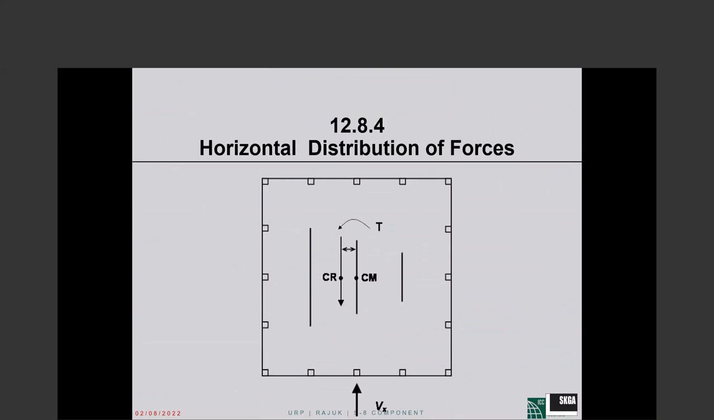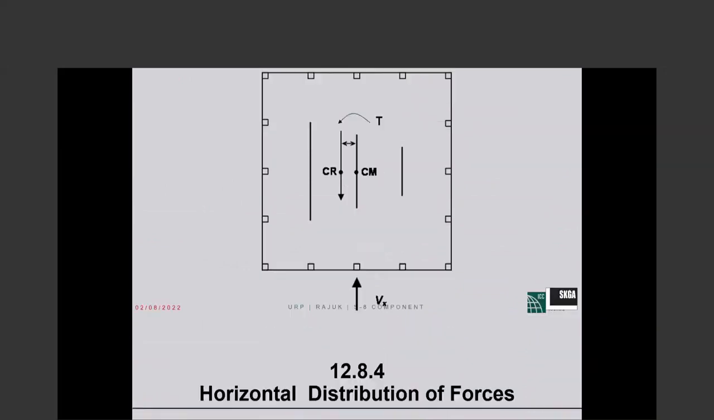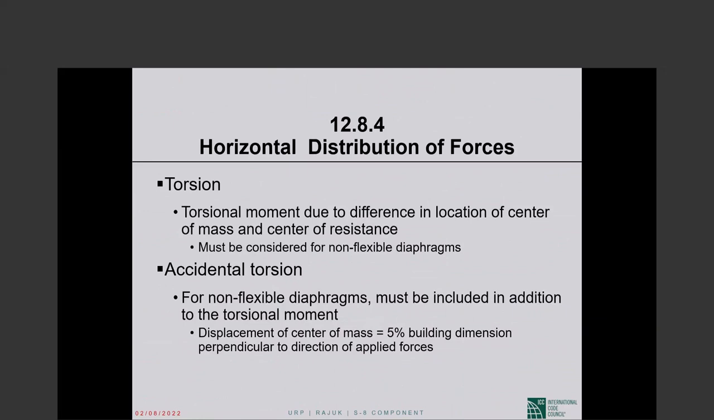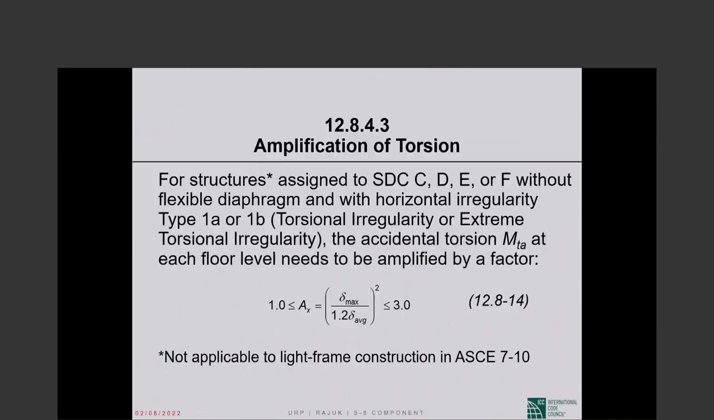You just saw that picture, the explanation of torsion, and I had this page, the amplification of accidental torsion. So the first thing is the 25% increase. The second thing you look at is the table of permitted analytical procedure. The third thing is the amplification of accidental torsion. This is required for type 1A and 1B buildings. So this is another section that is triggered, 12.8.4.3.